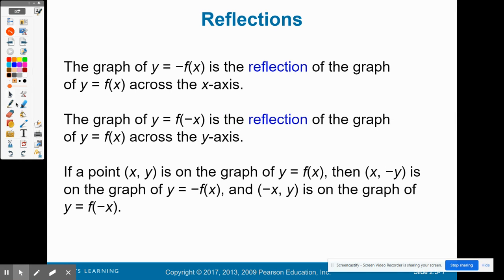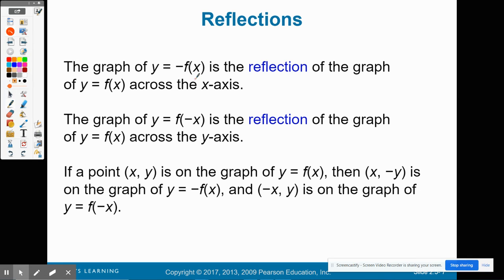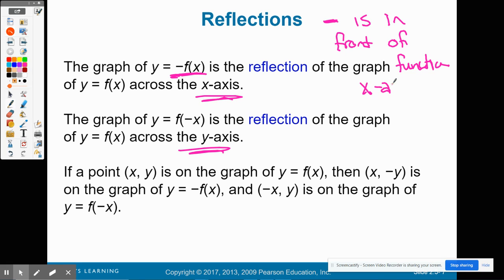Reflections are when you flip it over the x-axis. And how can you tell that? Well, there will be a leading coefficient. And usually, this is the tricky part, the x-axis or the y-axis. If the negative is in front of the function, it flips upside down. So that's the x-axis.